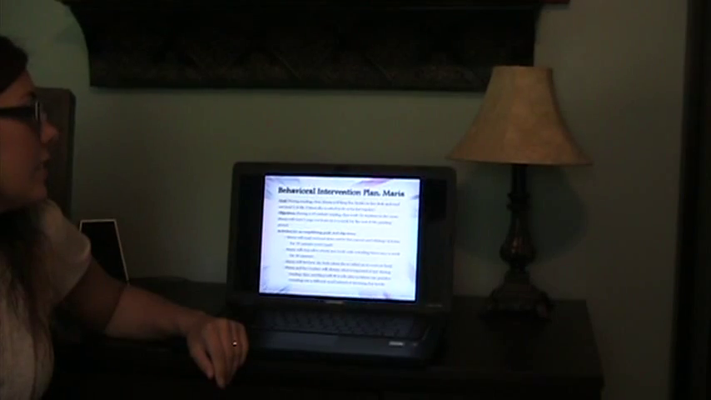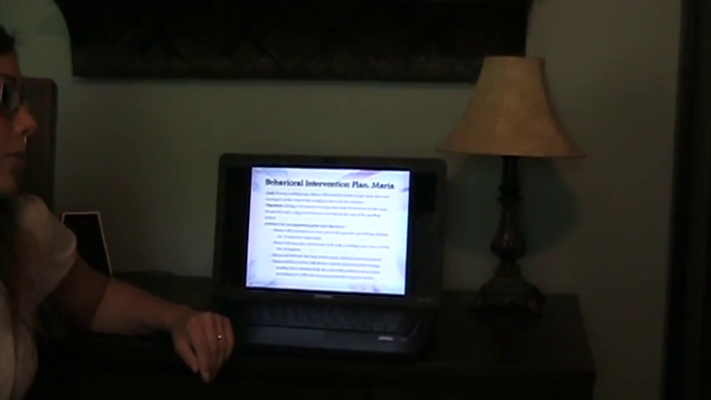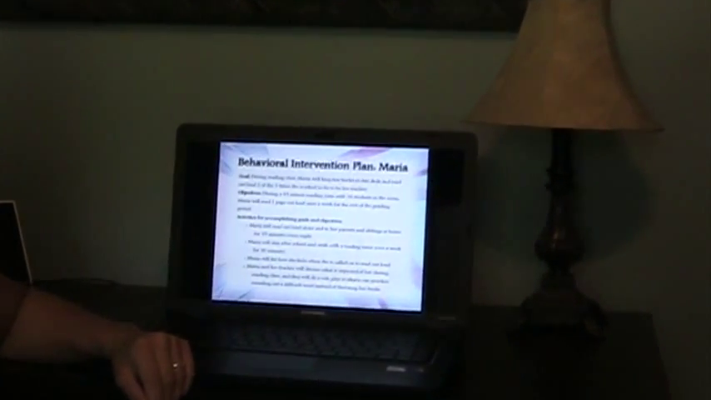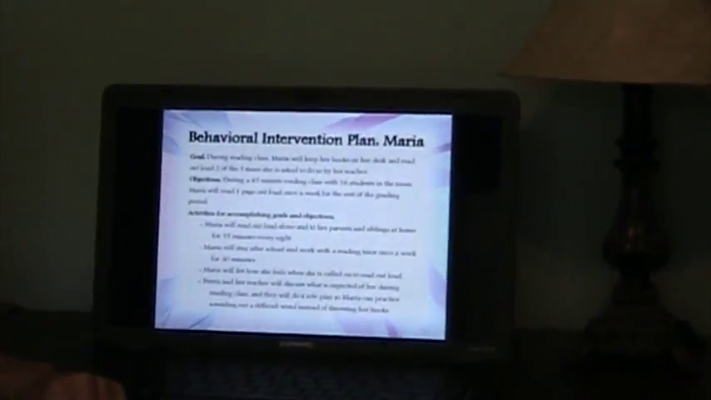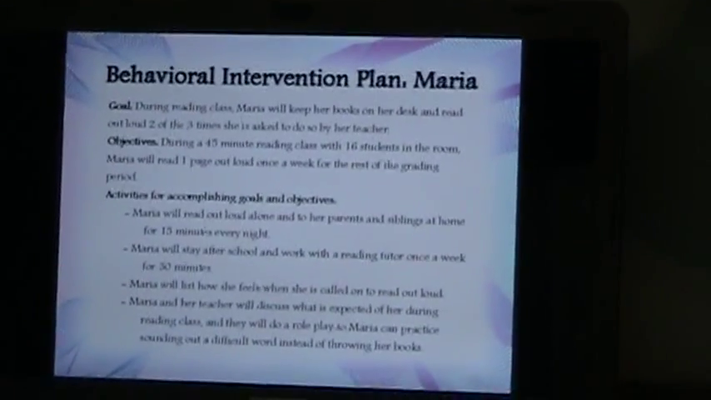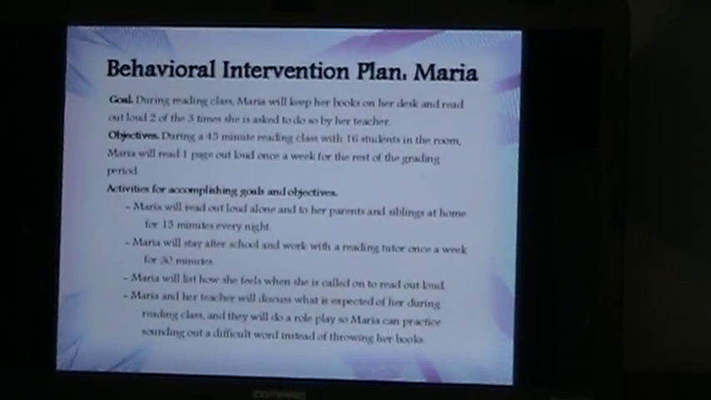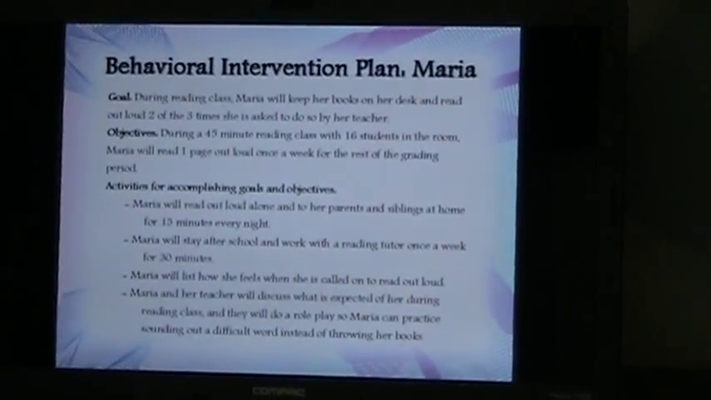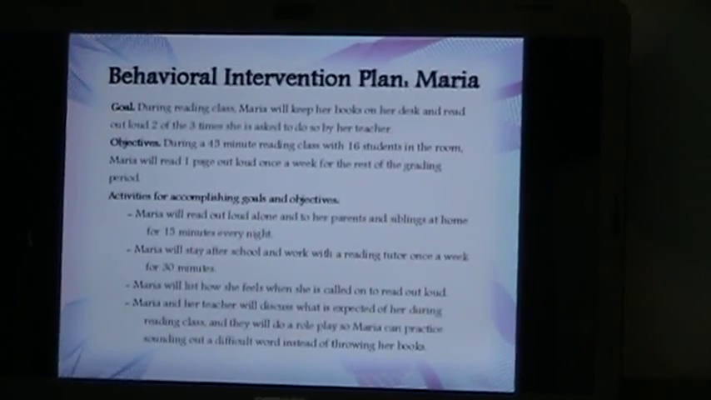The goal is during reading class, Maria will keep her books on her desk and read out loud 2 of the 3 times she is asked to do so by her teacher. Objectives: During a 45-minute reading class with 16 students in the room, Maria will read one page out loud once a week for the rest of the grading period.